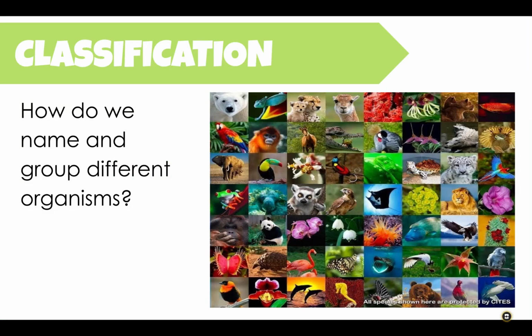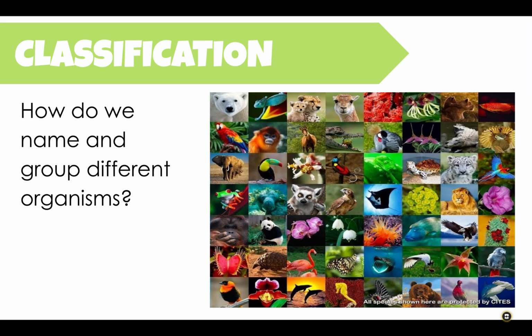Everyone, in this video lecture we are covering the topic of classification today. So here I have a picture of lots of different living organisms. I want you to think, if you were to just be observing these organisms out in nature, how would you come up with names for them? How would you decide to group these different organisms?